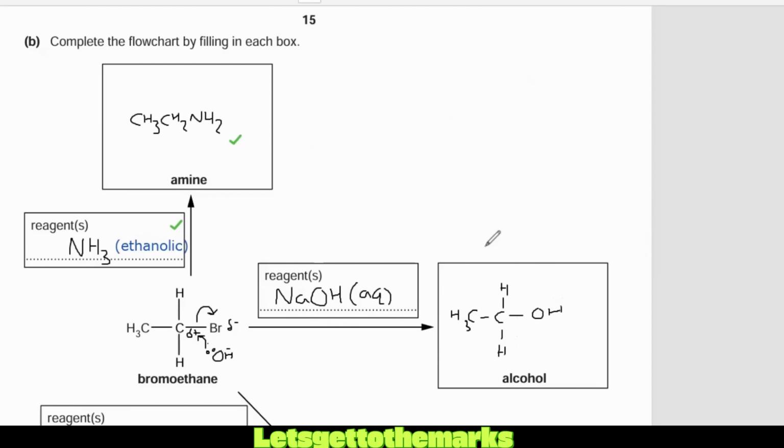Lovely jubbly. And this is done aqueous. The hydroxide ions favor the carbon-hydroxide bond rather than the carbon-halogen bond. So you're going to get CH3CH2OH. And that's going to be 2 marks. You could use KOH if you want, potassium hydroxide solution.